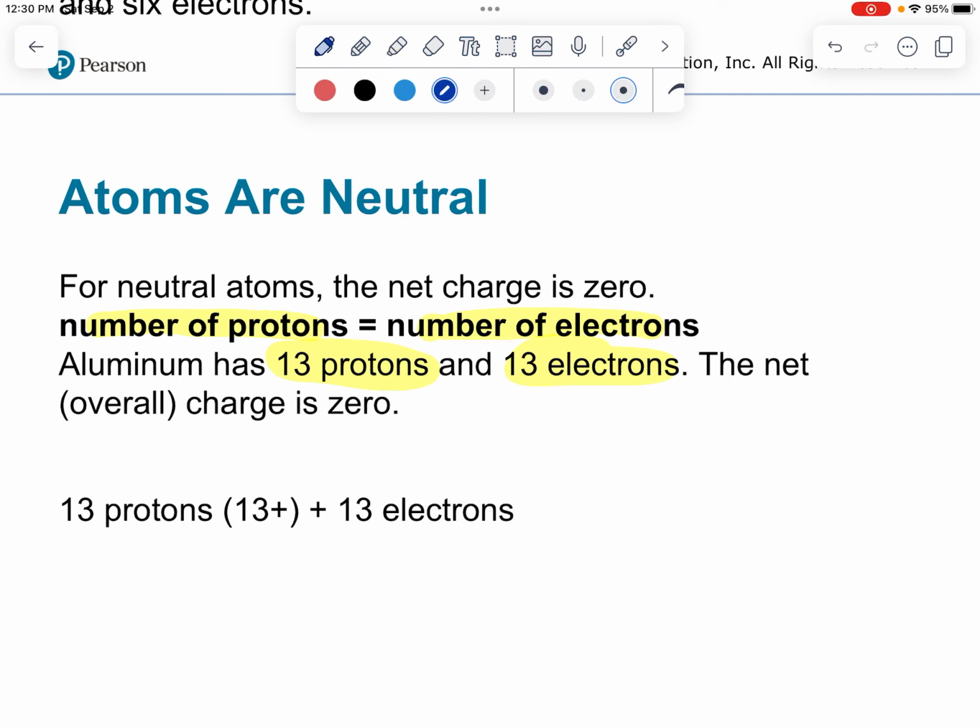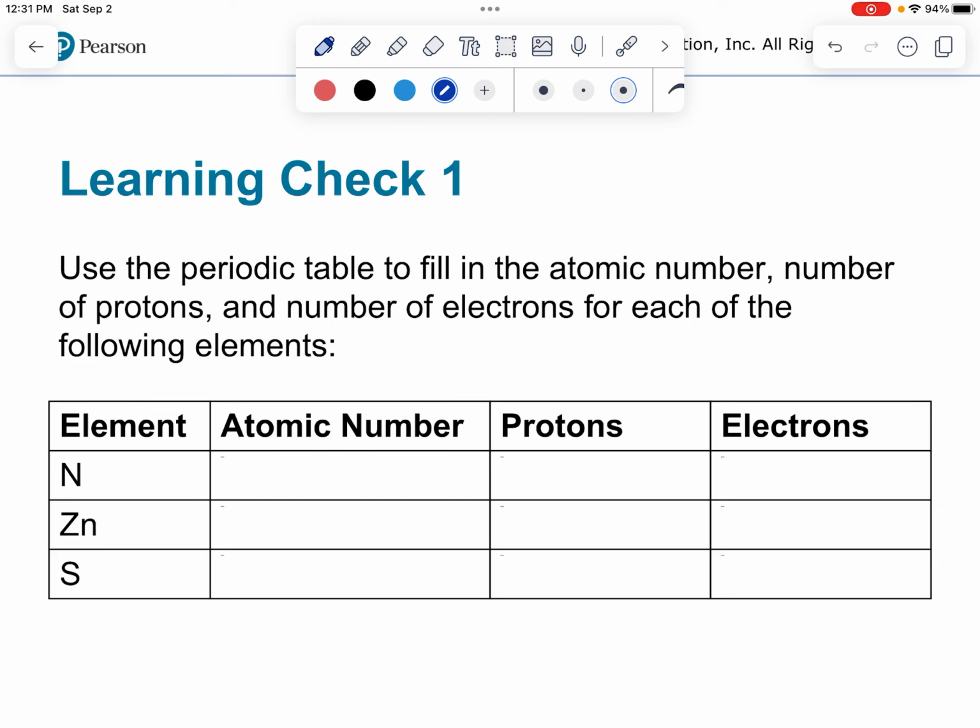Okay, so go ahead and look on the periodic table and see if you can find each of these elements and write down the atomic number. Pause it here and then also write down the number of protons and the number of electrons. Pause it here, take a minute to do that, and then start up the recording again.